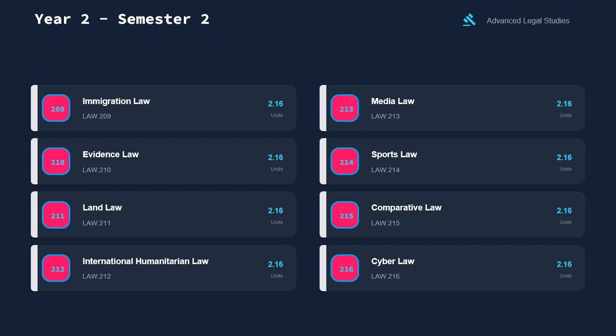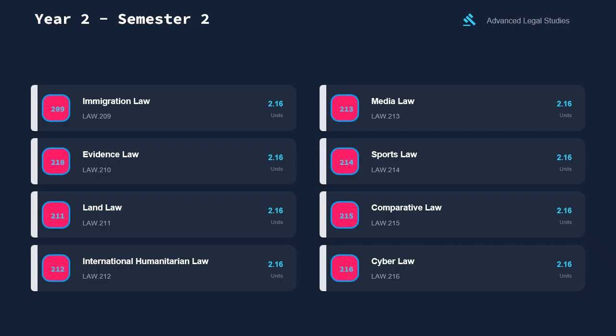Cyber law addresses legal issues arising from digital technology. Borderless nature: the Internet transcends physical boundaries. Anonymity: difficulty identifying actors. Speed: rapid technological change outpaces law.